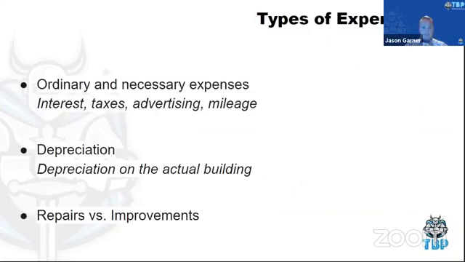Types of expenses: ordinary and necessary expenses. So these are things that you're spending within that year that you need to spend in order to continue your ability to make profit on that rental property. So like we said earlier, if you have a mortgage on that house that you're renting out, you're probably paying interest. That is an expense. If you own a property, you're paying property taxes. That's going to be an expense. If you're taking out an ad to rent that property, that's an expense.